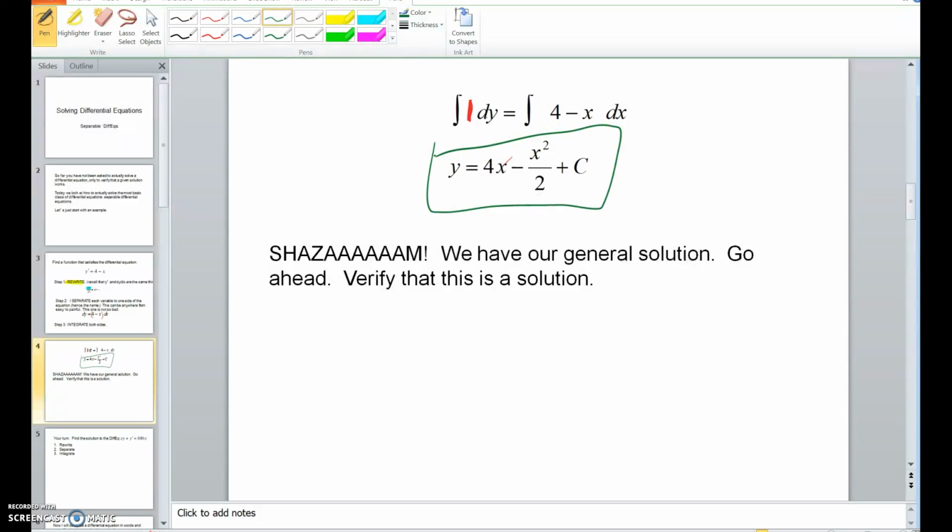So remember, the differential equation was y prime equals 4 minus x. If we go ahead and check this, we will see that the function we came up with in fact fits this differential equation. If I take the derivative of the solution we got, I just get 4 minus x. The c drops out.